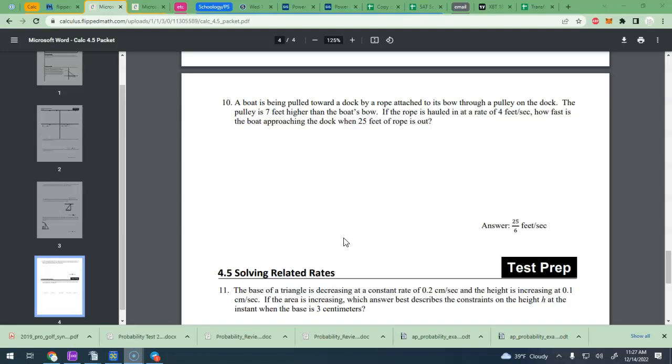My switch? You don't have it. Okay, someone, oh, $1.